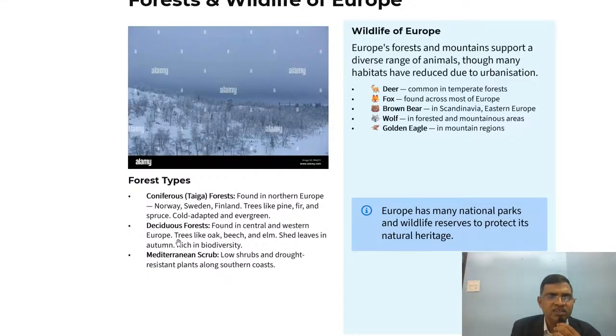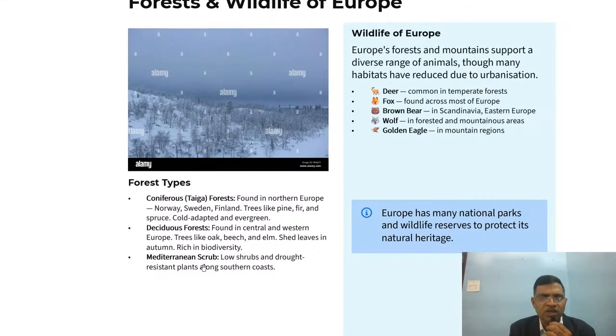Then the deciduous forest, found in Central and Western Europe, with trees like oak, beech, and elm. They shed leaves in autumn and are rich in biodiversity. Then Mediterranean scrub, with low shrubs and drought-resistant plants along the southern coast.